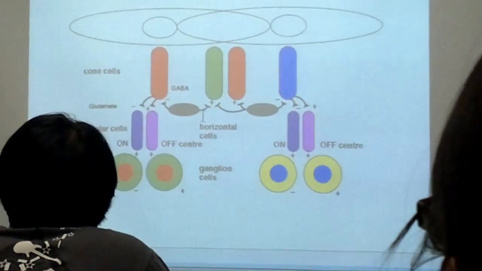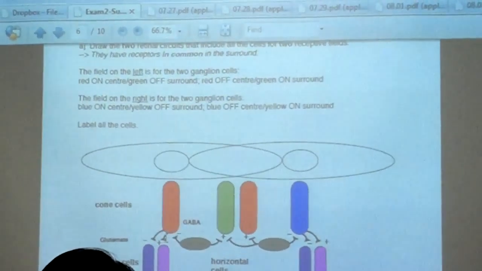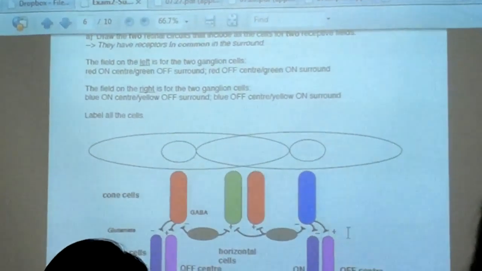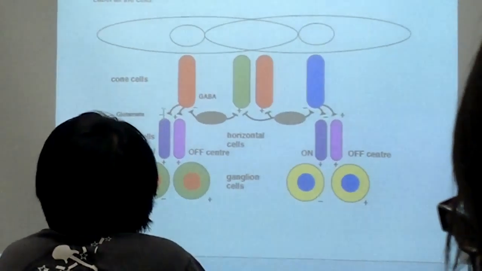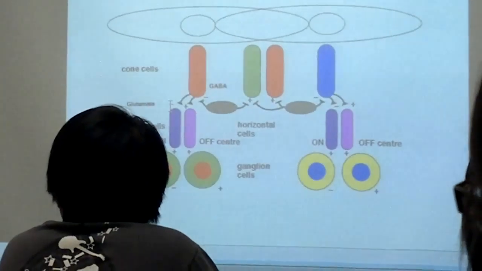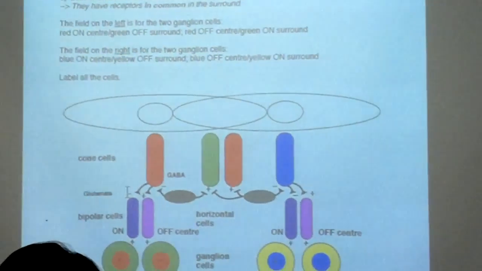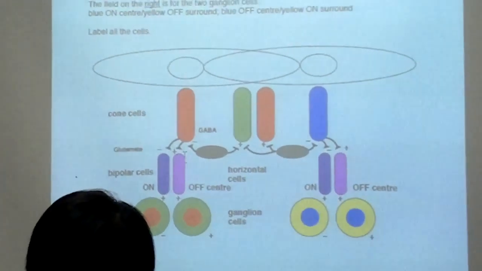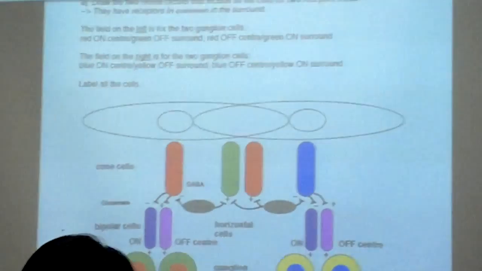GABA is just what the horizontal cells are releasing onto this synapse in order to inhibit it. And these particular cells are both releasing glutamate. So even though this is a negative synapse right here, it's because it's a metabotropic glutamate receptor. So glutamate is not always excitatory. It's usually excitatory, but sometimes it can be inhibitory if you're dealing with a metabotropic receptor instead of an ionotropic receptor. So I think these ones are AMPA/kainate, and this is mGluR6.